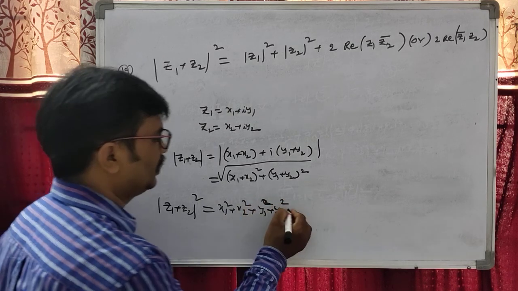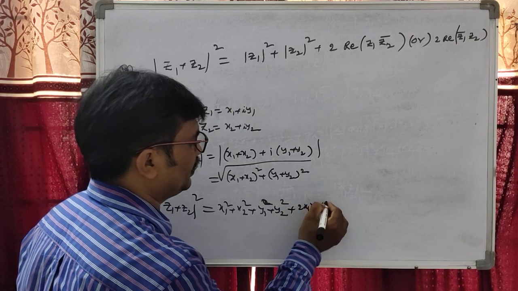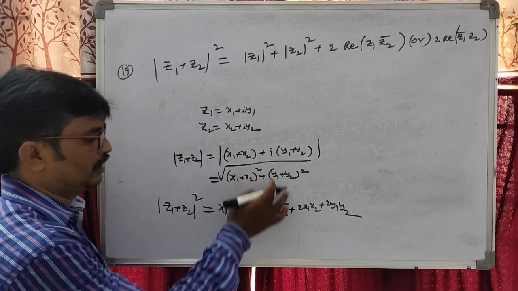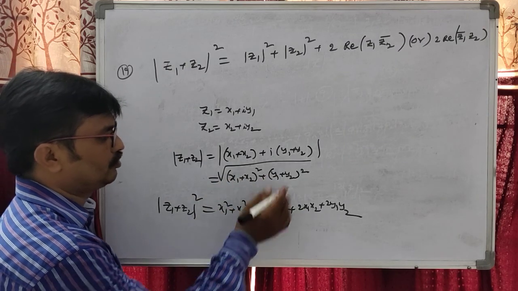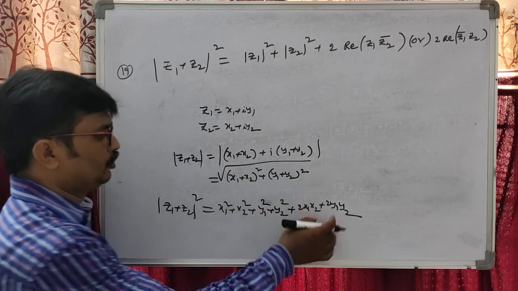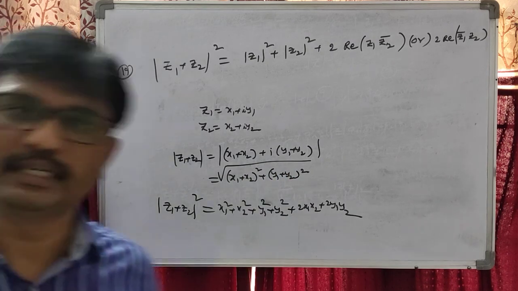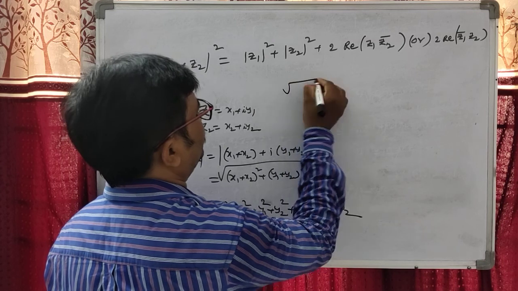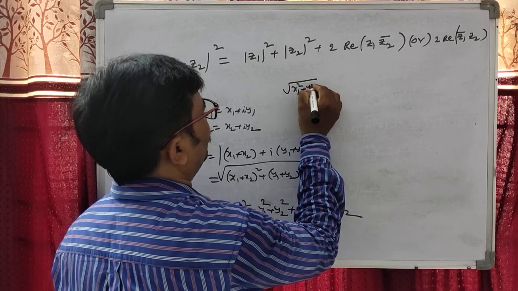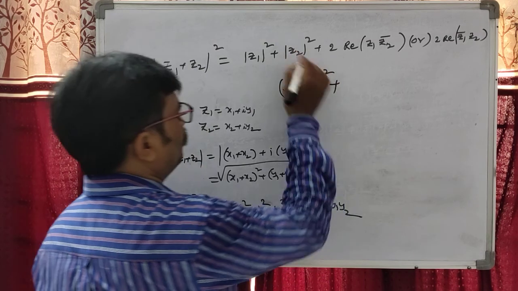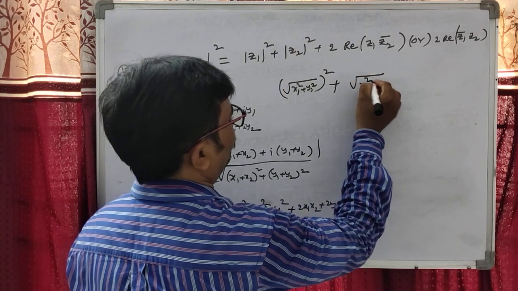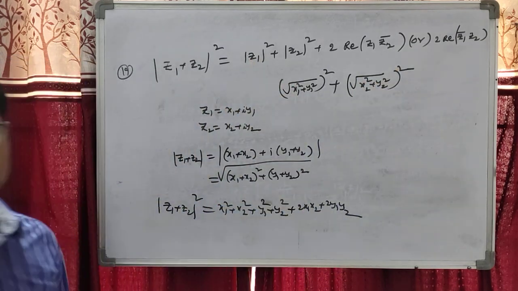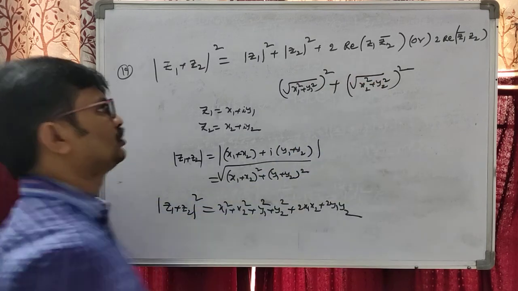Okay students, after that 2ab: 2x1 x2, 2y1 y2. So it is x1 square, x2 square, y1 square, y2 square, plus 2x1 x2, 2y1 y2. This is the z1 plus z2 whole square. But what is the formula we were given? Mod z1 is the root of x1 square plus y1 square, mod z2 is the root of x2 square plus y2 square. Mod z1 is root of x1 square plus y1 square, mod z2 root of x2 square plus y2 square.